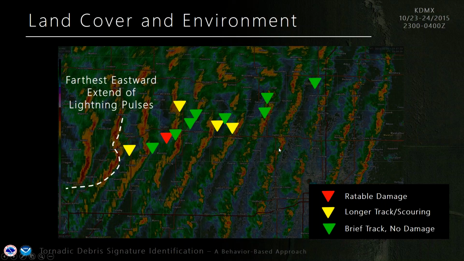And with that, we saw little debris signatures on radar with them. And there wasn't even any lightning with these storms. The farthest east the lightning got was this dotted line in west. And there was no lightning with any of these circulation paths that we saw. One of them actually hit a farmstead and caused rateable damage. Others had longer paths and caused actually some debris scouring in the fields. It was just an amazing event.